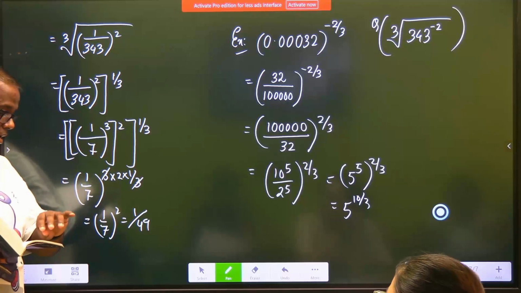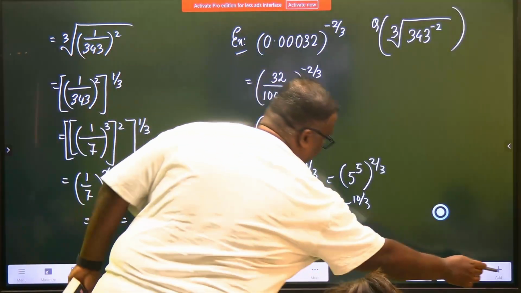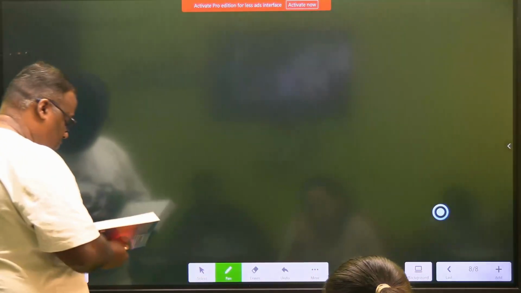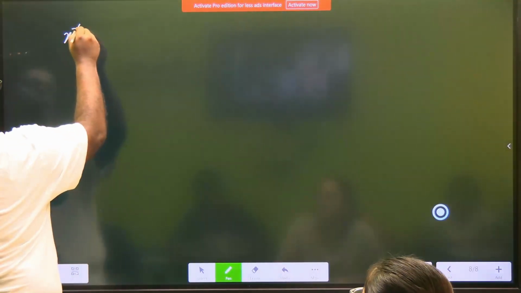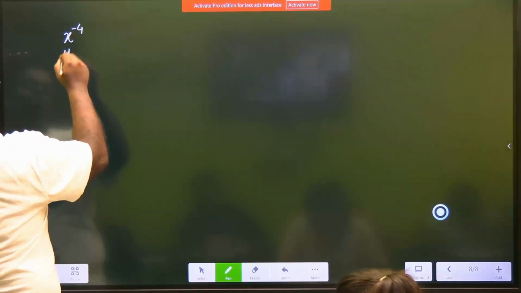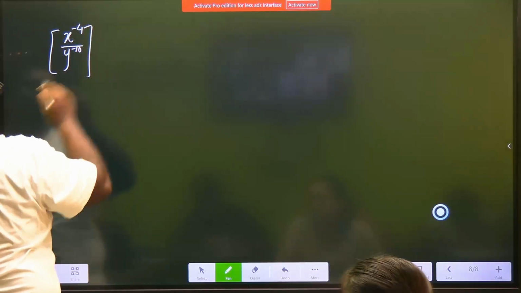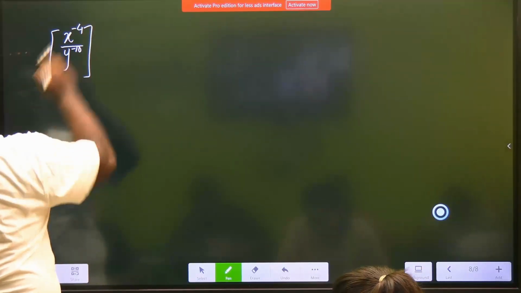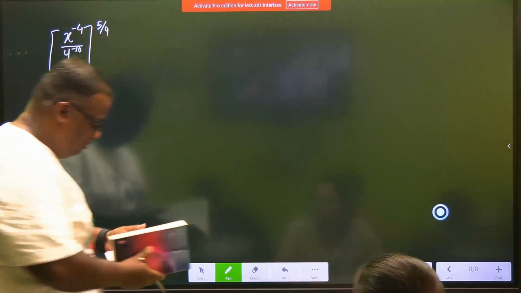Okay. One more. Then we can give you a worksheet and this will be enough for this chapter. Next chapter we'll start polynomials. X to the power minus 4, y to the power minus 10, 5 by 4. You just simplify it. You have to just simplify.